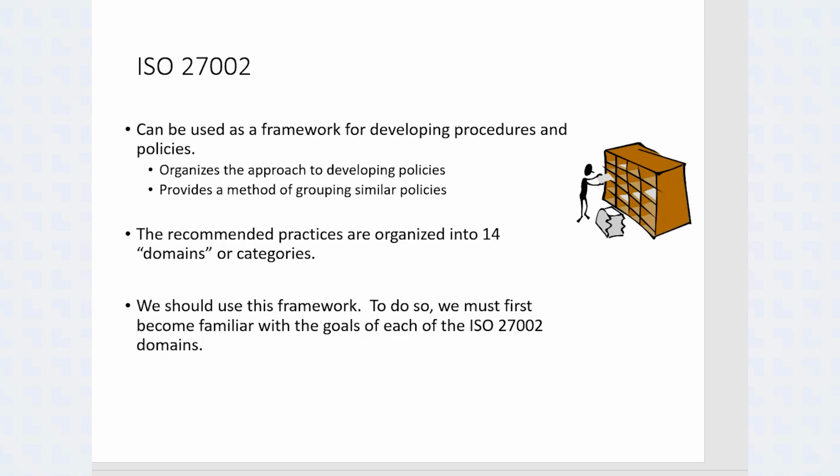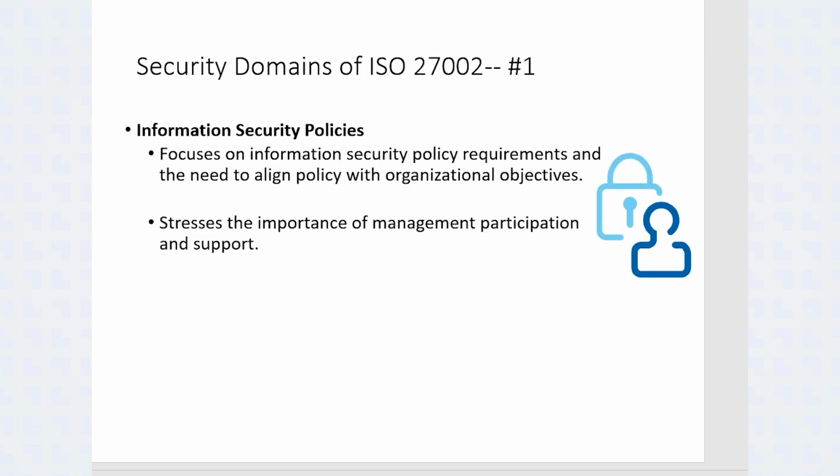So in order to use the framework, you've got to understand what the goals of each of the domains are. And that's essentially what this course is about. Information security policies focus on the information security policy requirements that need to align a policy with the organization's objectives. So the organization has objectives. There is a framework when you're dealing with security or information security. What is super important before you embark on this exercise is to have management participation and support. If you don't have that, it's going to be very, very difficult for you to implement a policy like this.